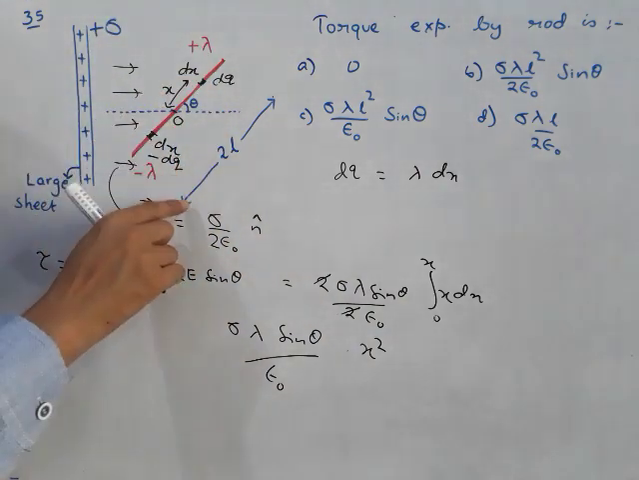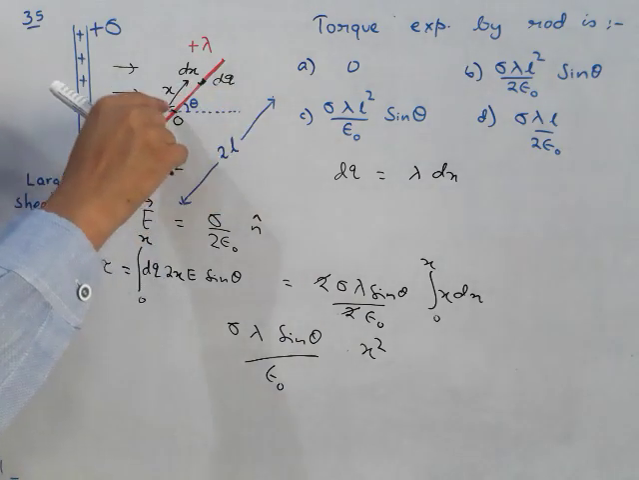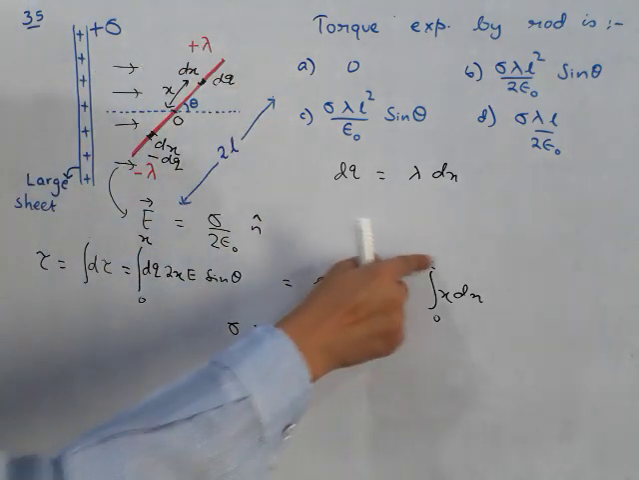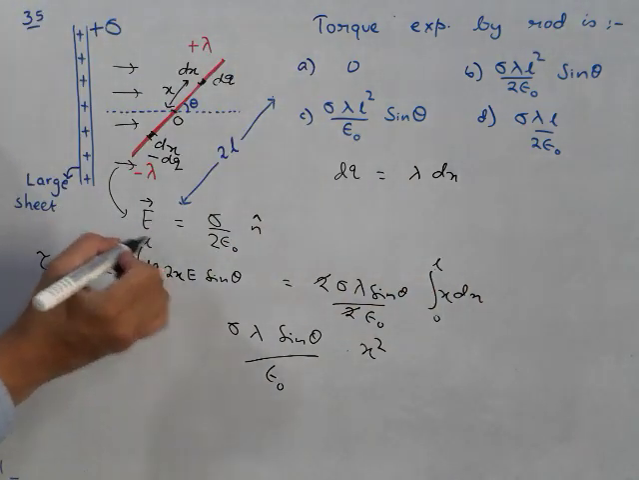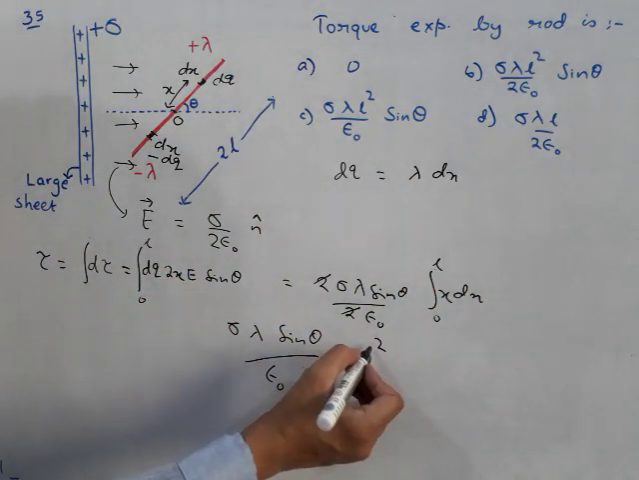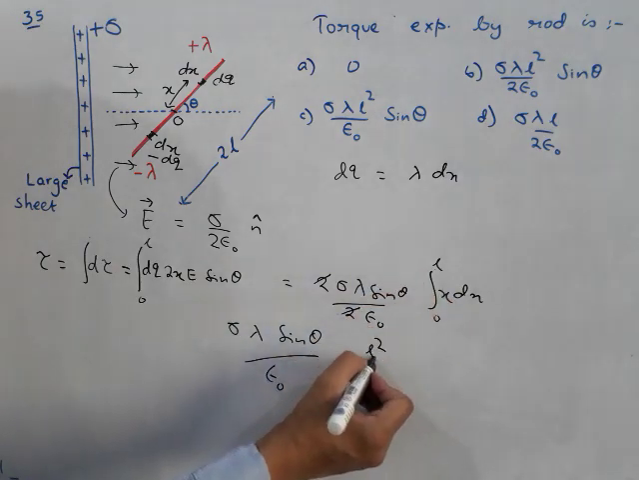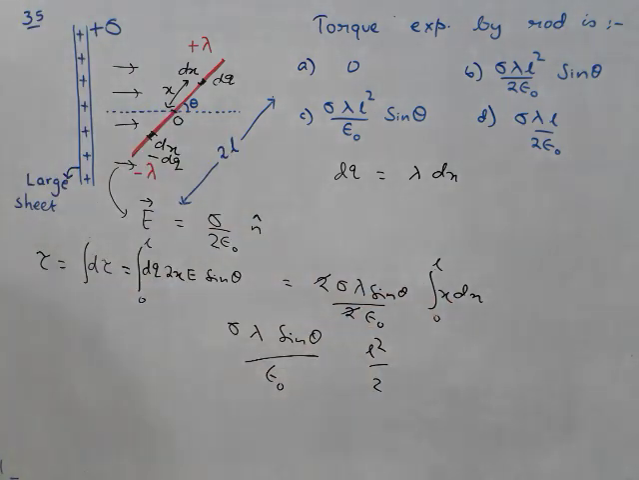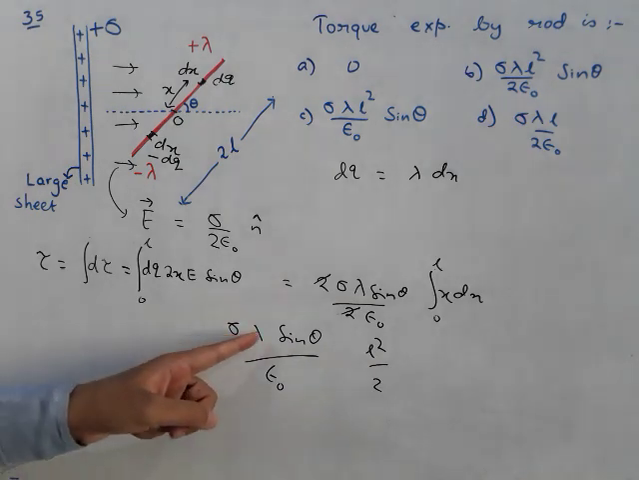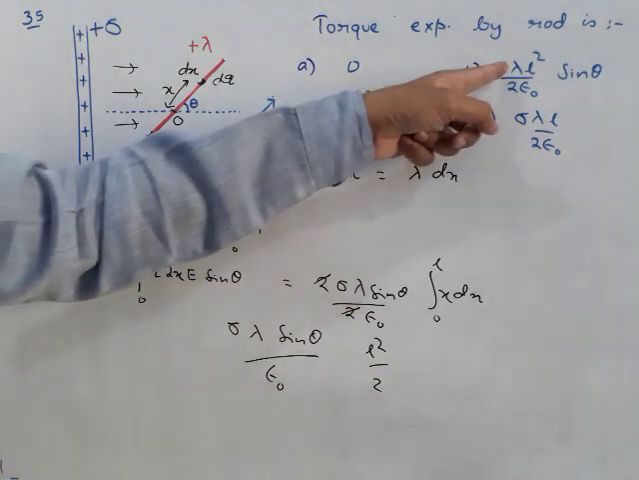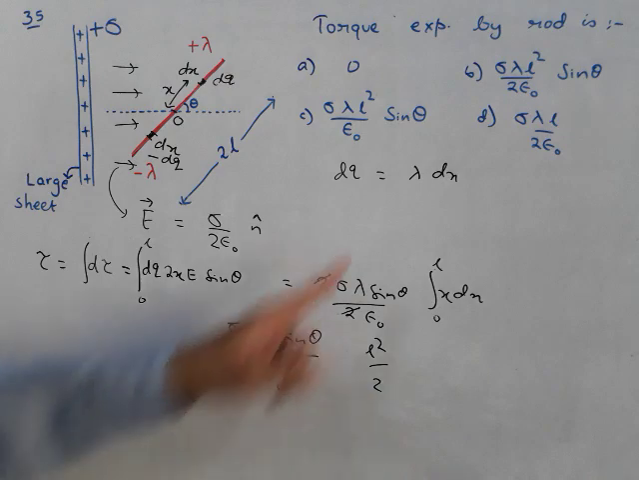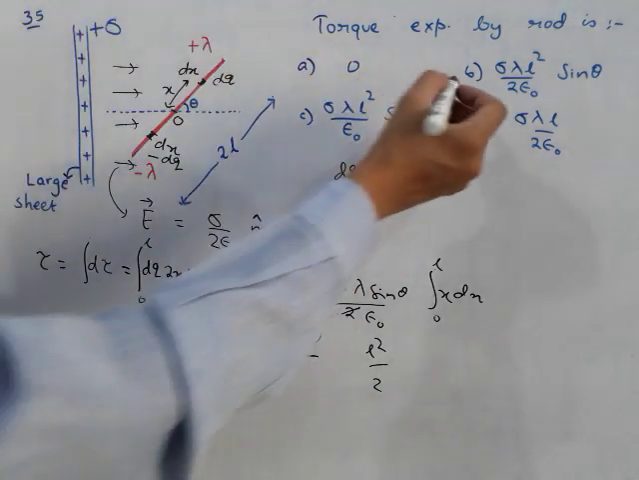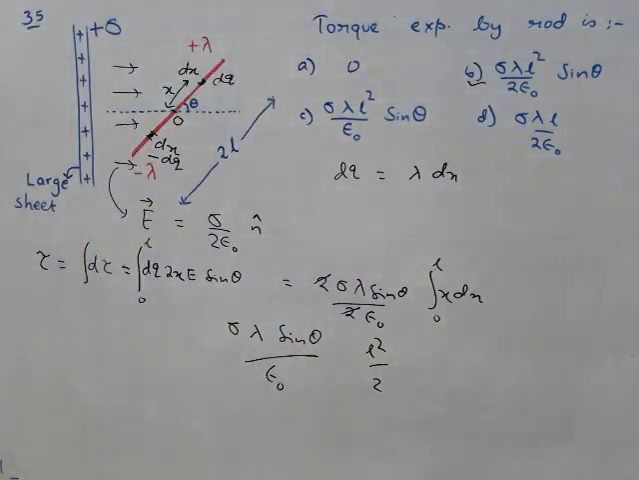I am mistaken here. The length of this rod is 2L. So from this to this point, half of the rod's length is L. So the integral will be from 0 to L. So this will become x square by 2, with limits from 0 to L. So this becomes L square upon 2. Now you can check which of the options is correct. So we have sigma lambda L square, then sin theta, and in the denominator we have 2 times epsilon naught. So the second option is the correct answer.